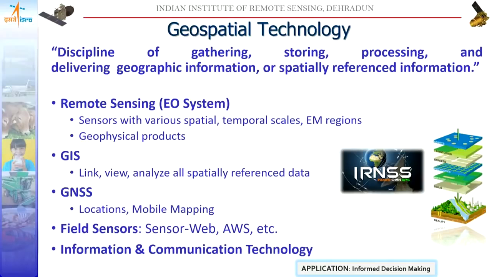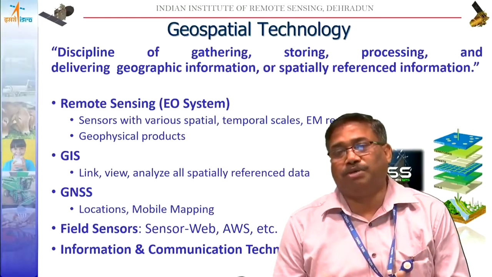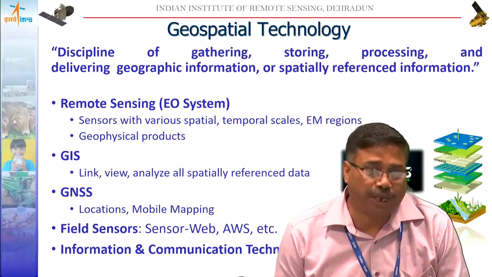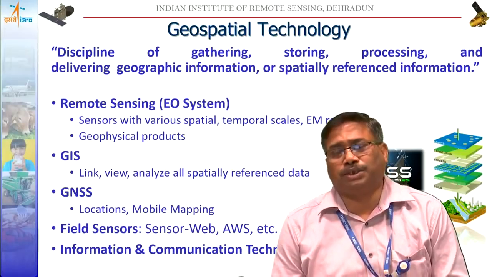The first tier of geospatial technology is remote sensing, wherein we talk about satellite data. We have the Earth observation system in place in India as well as across the world, which can provide synoptic information in the form of satellite images. And then you also have geophysical products which can provide more derived information which can directly be used by a stakeholder.